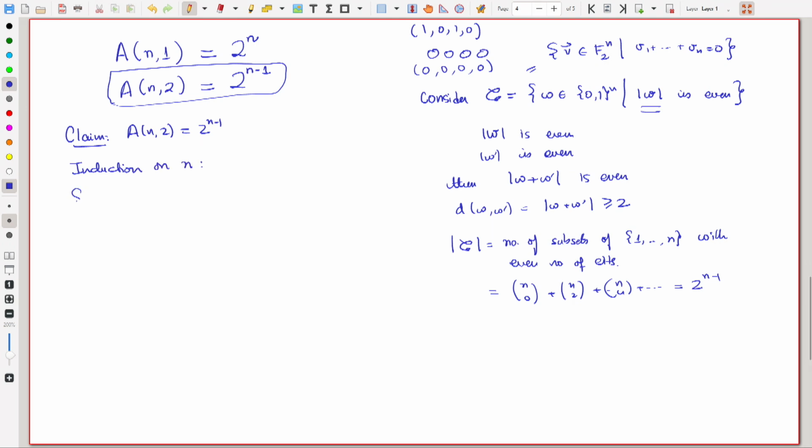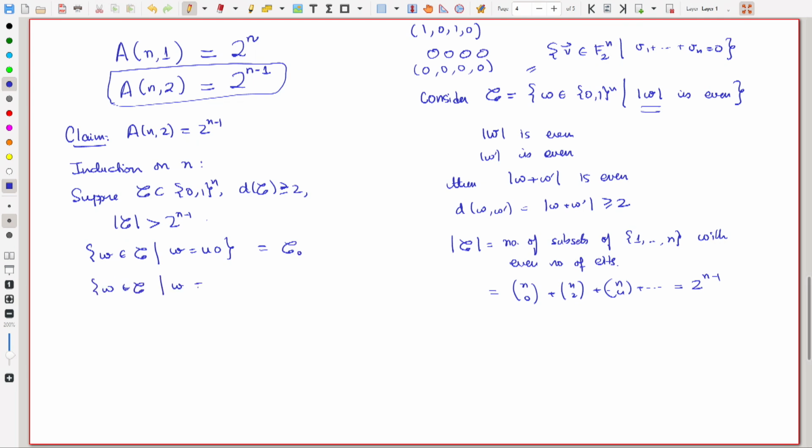So suppose C is a subset of {0,1} to the n, the distance of C is greater than or equal to 2, and C has more than 2 to the n minus 1 elements, right. So now you look at the words in C that end with 0, as you were suggesting. So the last digit, right. So you look at W in C such that W is something ending with 0. Let us call this C0, and W in C such that W is ending with 1.